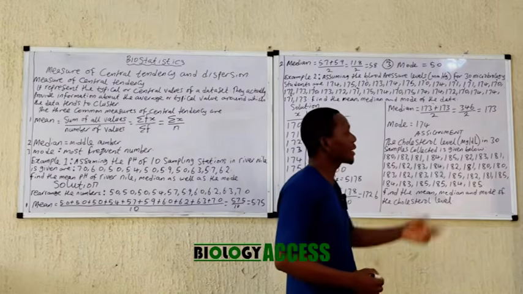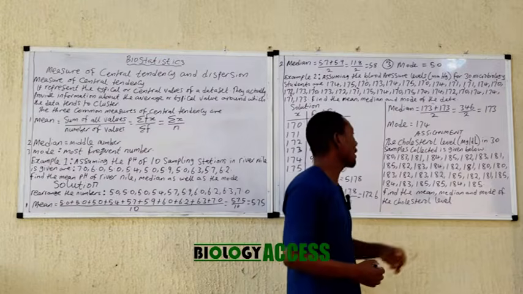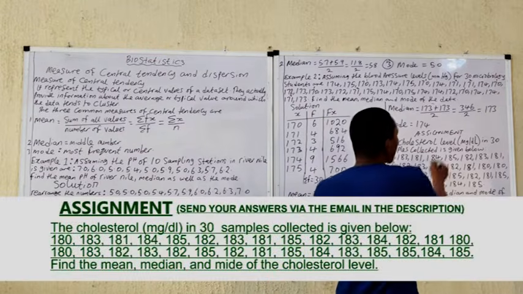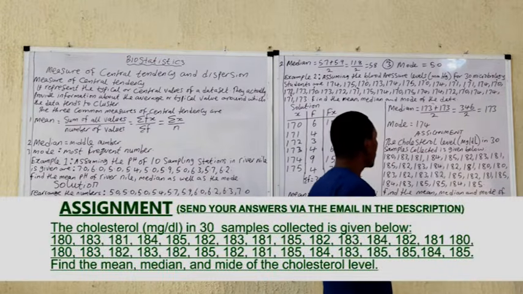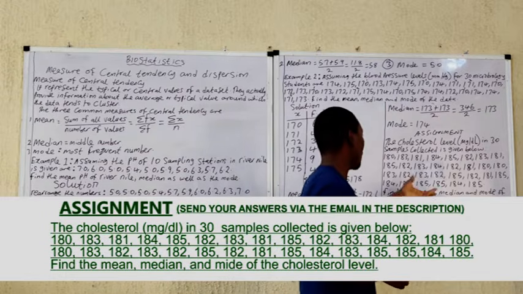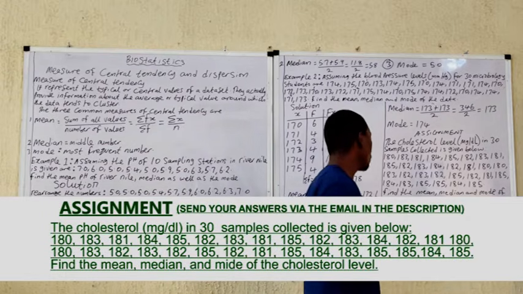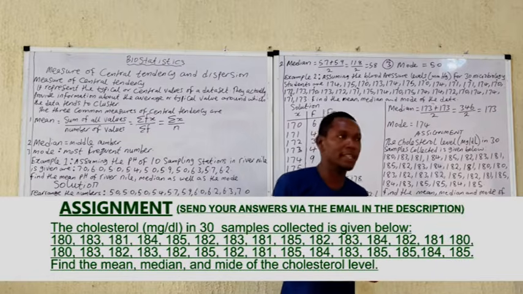Now you're going to attempt this one as an assignment. The cholesterol levels in 30 samples collected are given below. Look for the mean, the median, as well as the mode of the cholesterol level.